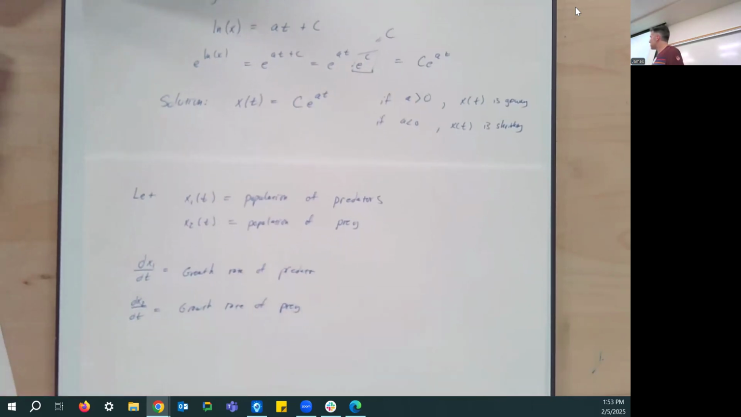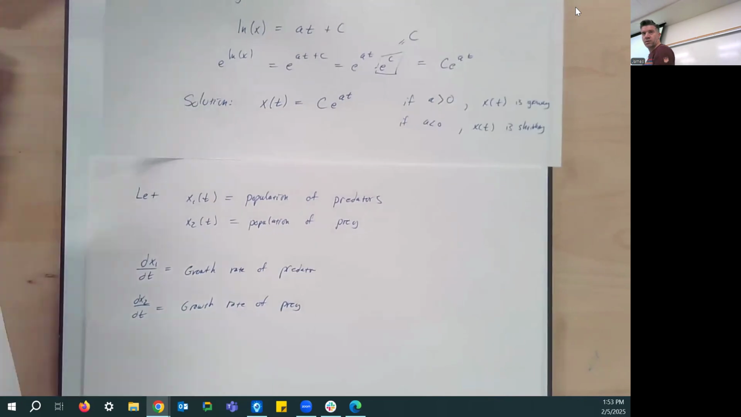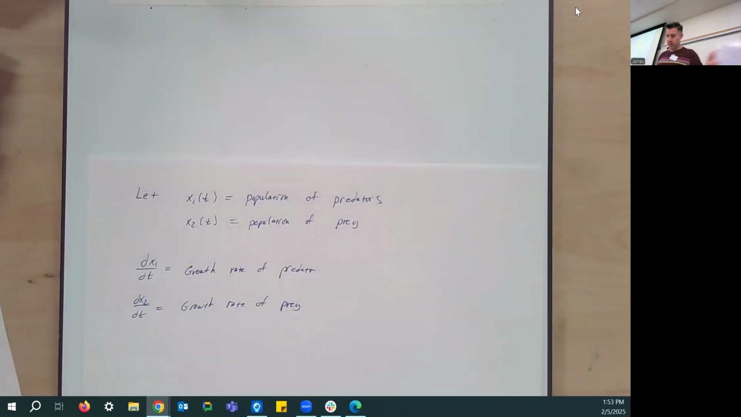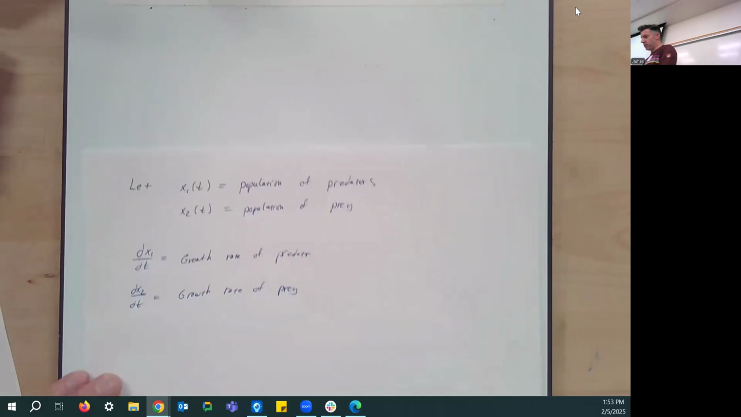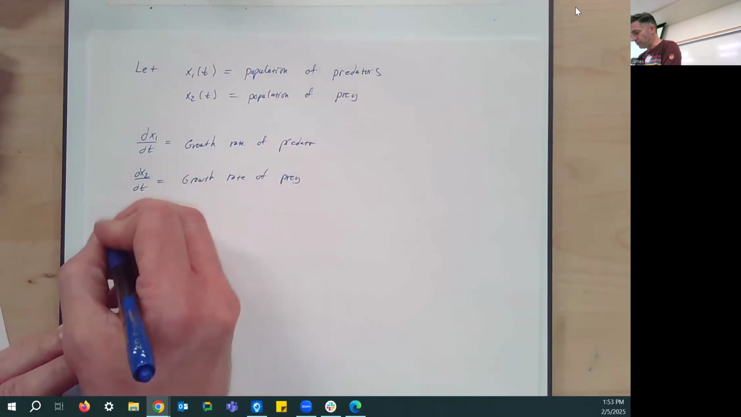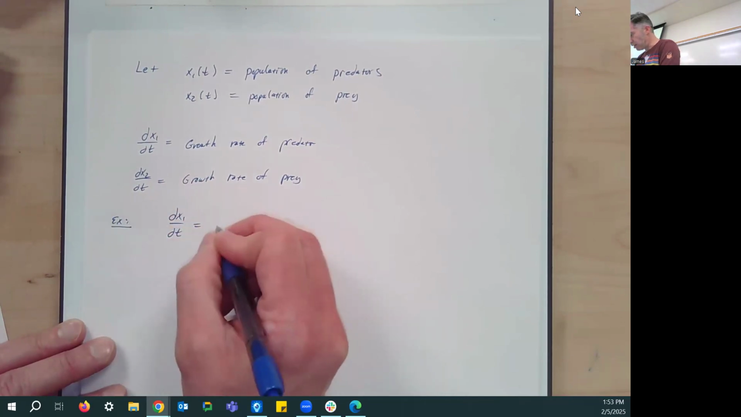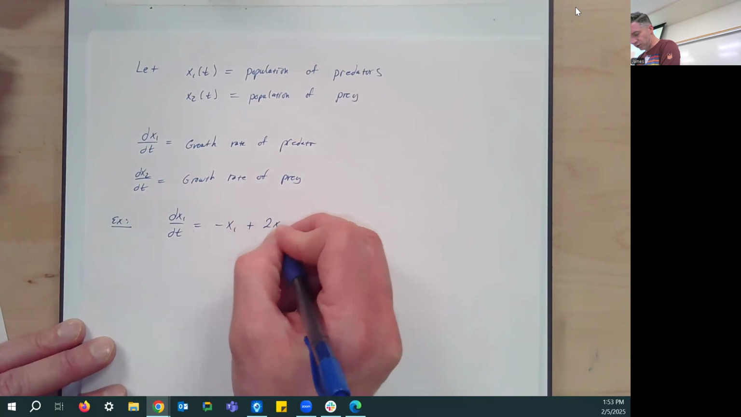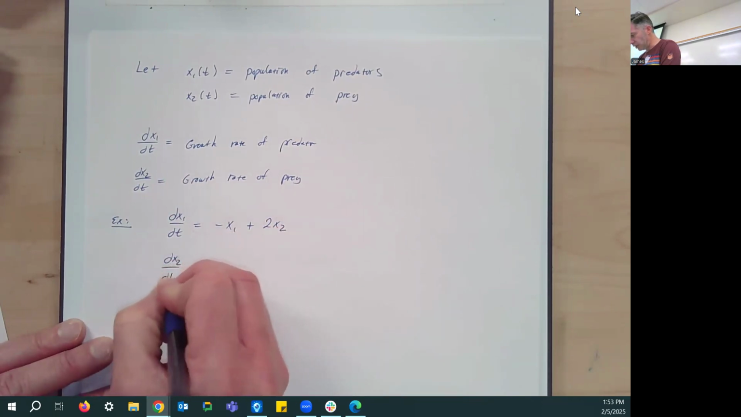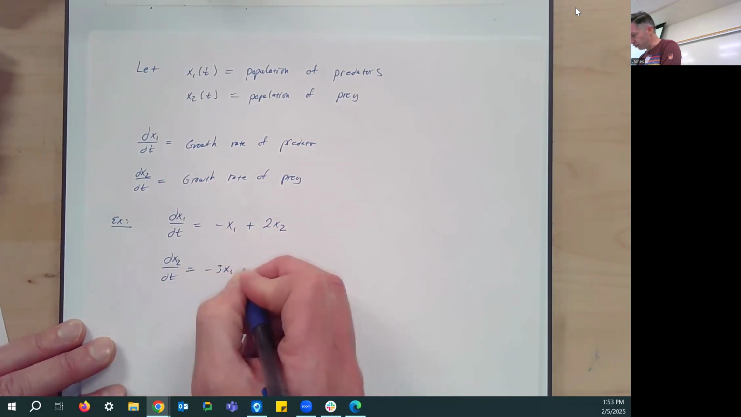We would expect that these populations are dependent on each other, right? More wolves, less deer, but then less deer mean less wolves, and then less wolves mean more deer. It's kind of like a cycle going back and forth. There might be some sort of equilibrium and things like that. So let's look at this example. Let's say we have the following situation. We're given that dx1/dt is equal to negative x1 plus 2x2, and dx2/dt is equal to negative 3x1 plus 4x2.